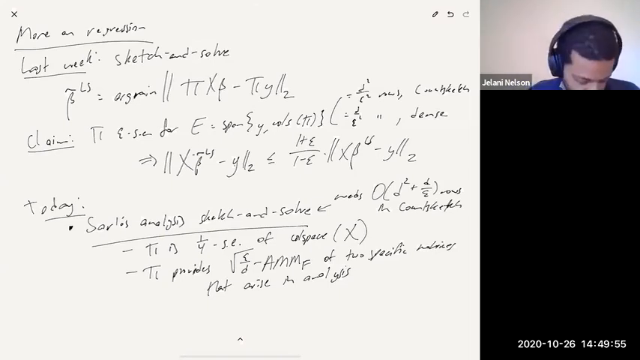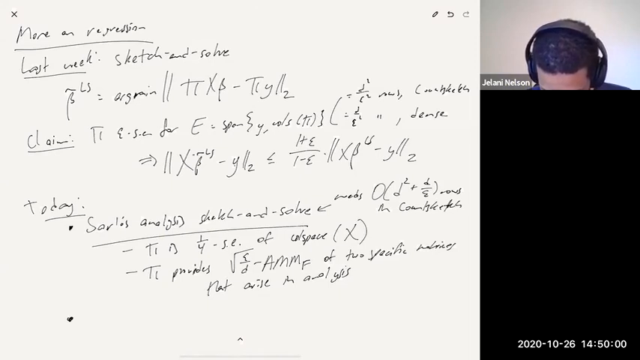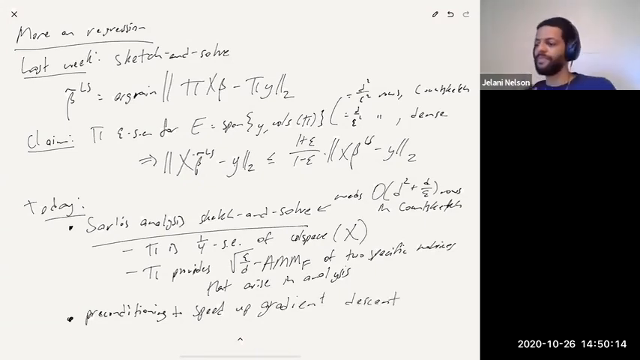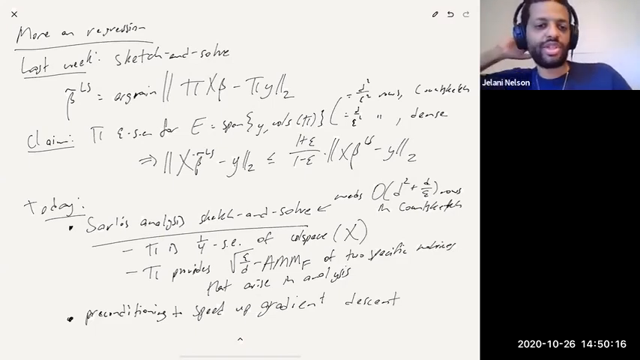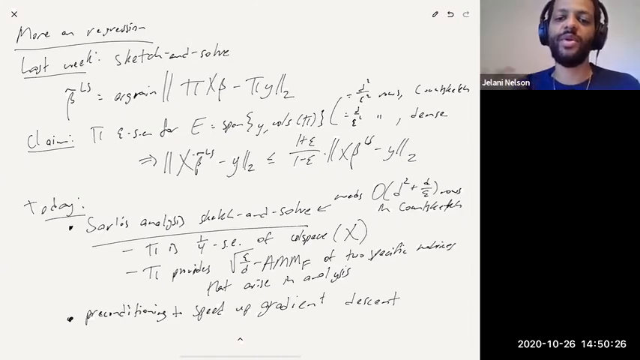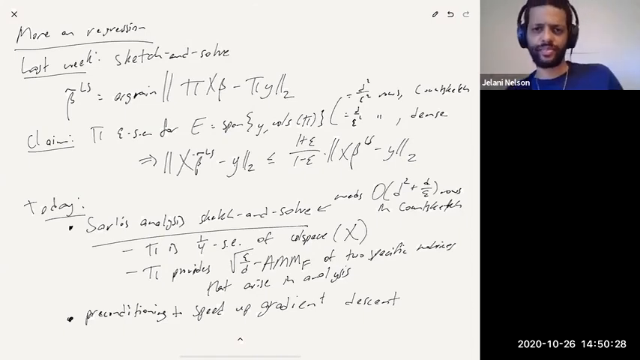And then also another approach is basically preconditioning to speed up gradient descent. Okay. So let me show you these analyses, so you can see another way to use the subspace embeddings with a better number of rows.